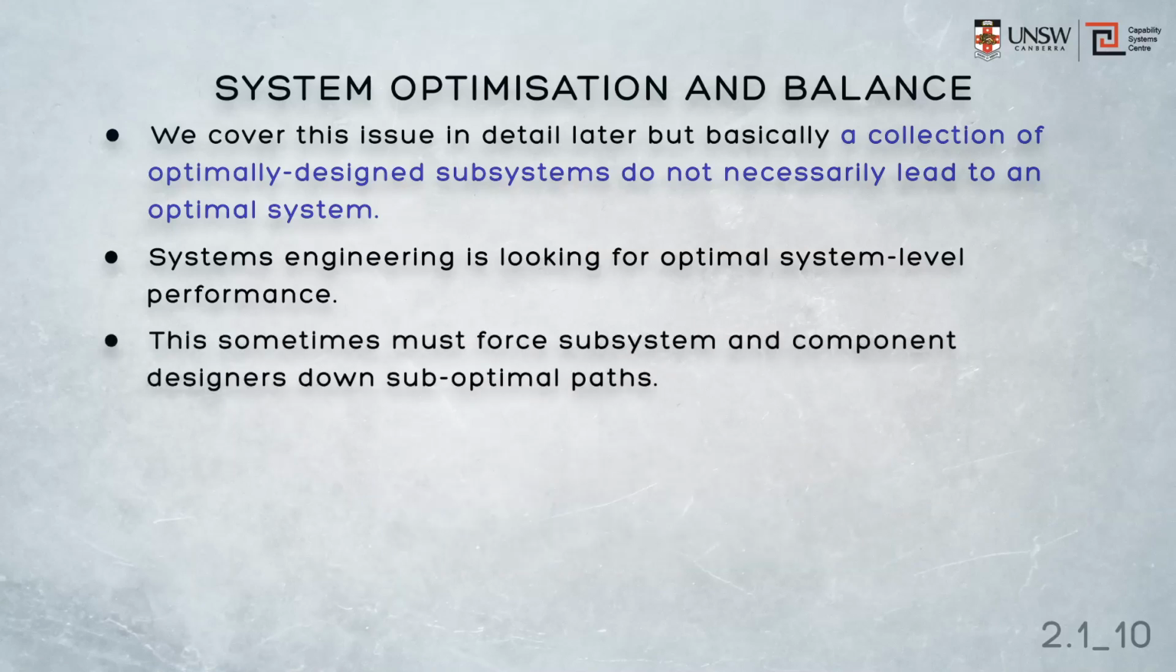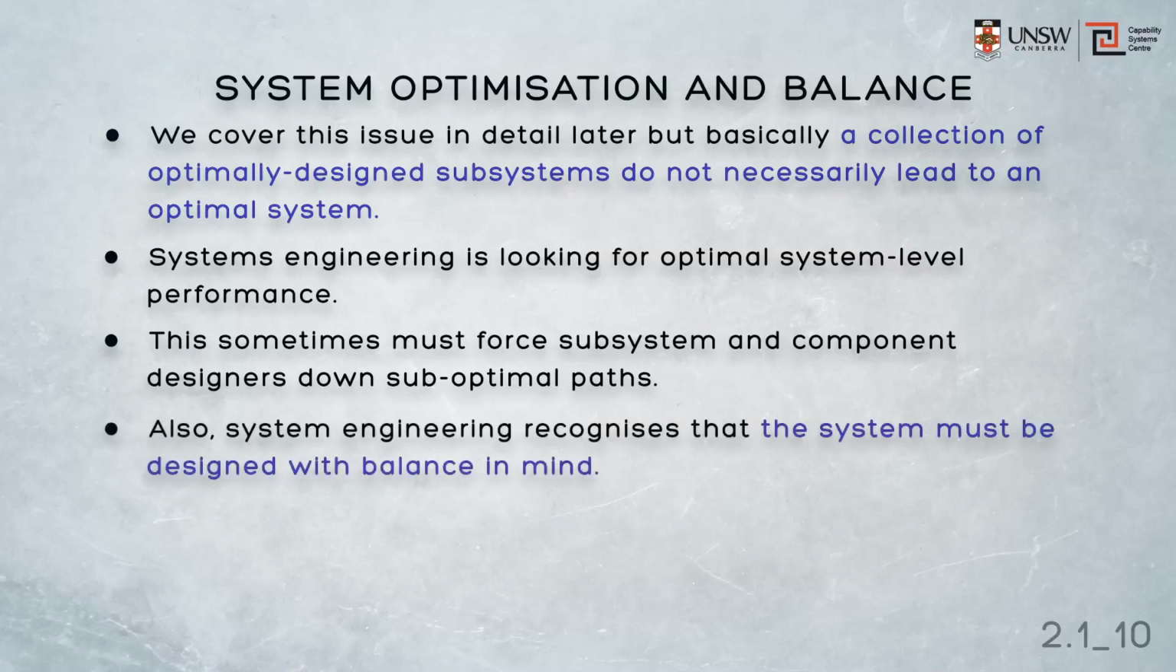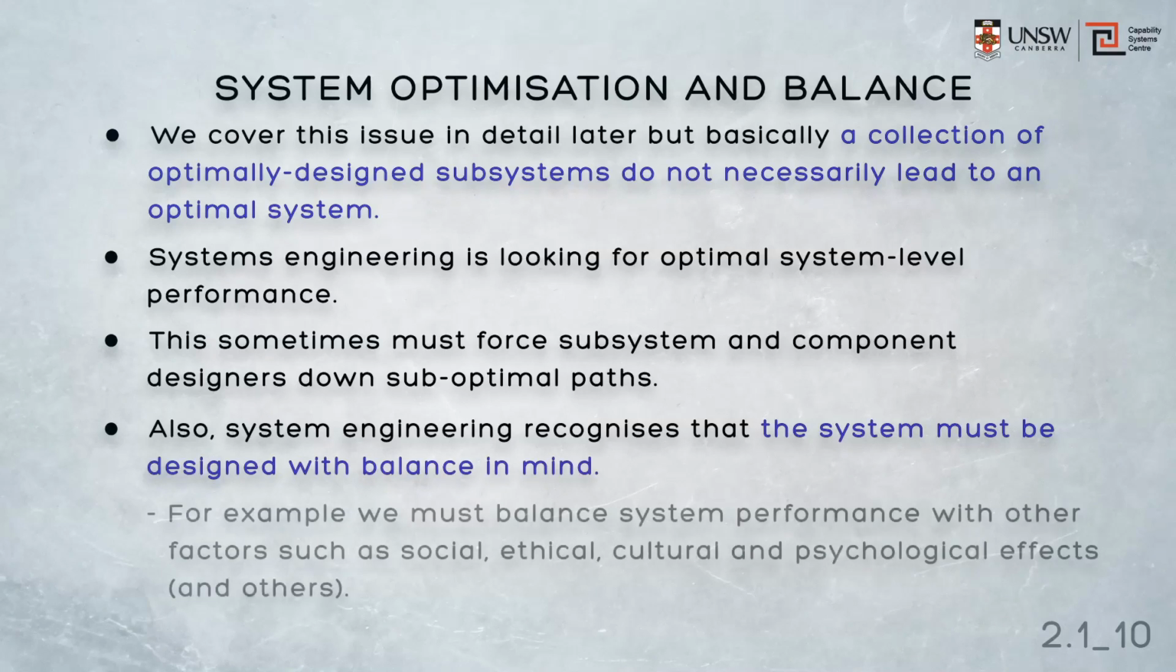It follows, therefore, that a number of subsystems may likely need to be suboptimal, or at least constrained in some manner, to allow their combination, that is the system, to be optimal. System engineering also recognises that the system must be designed with balance in mind. For example, we must balance system performance with other factors such as social, ethical, cultural and psychological effects, amongst many others. Again, system optimisation and balance is a byproduct of the top-down approach. They can't be guaranteed by bottom-up methods.